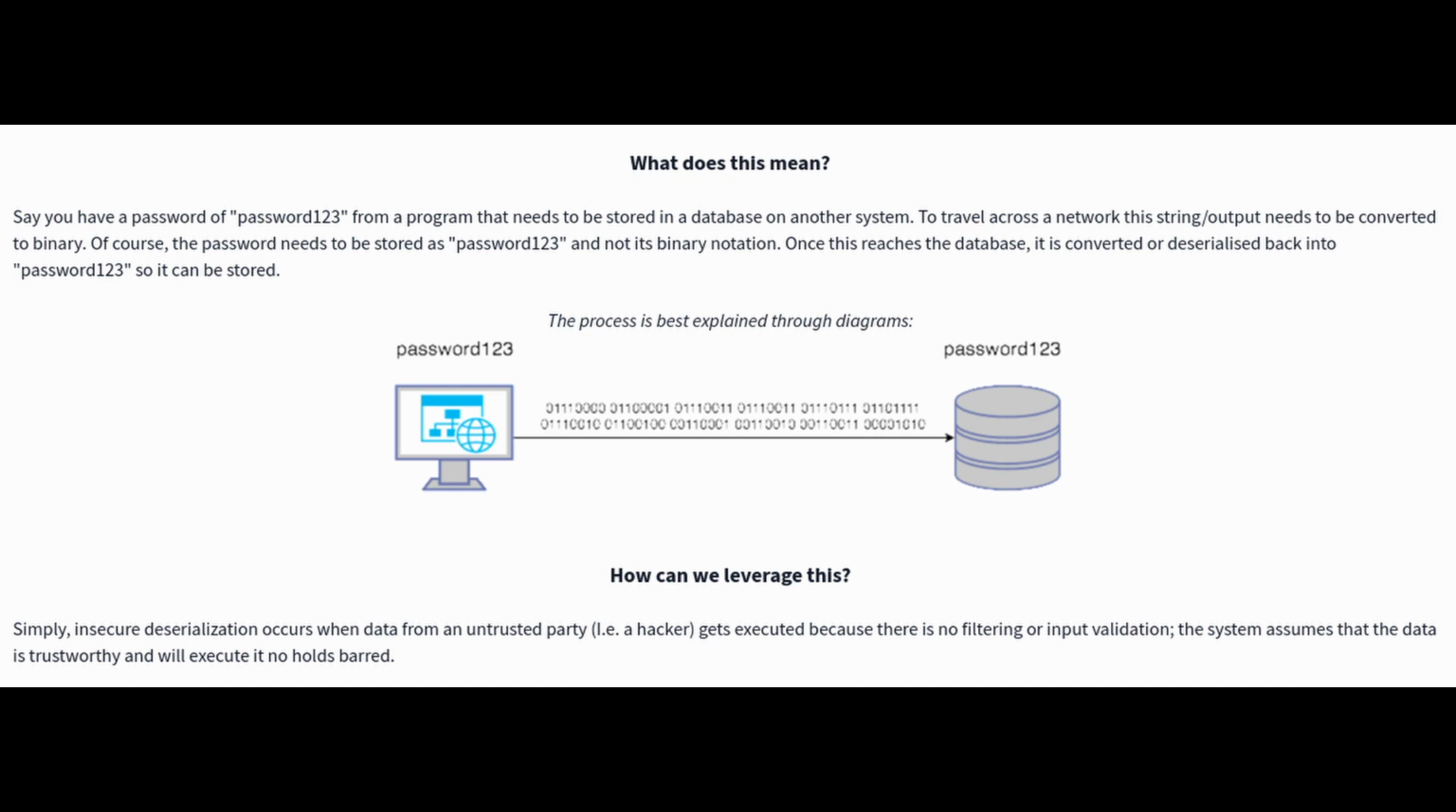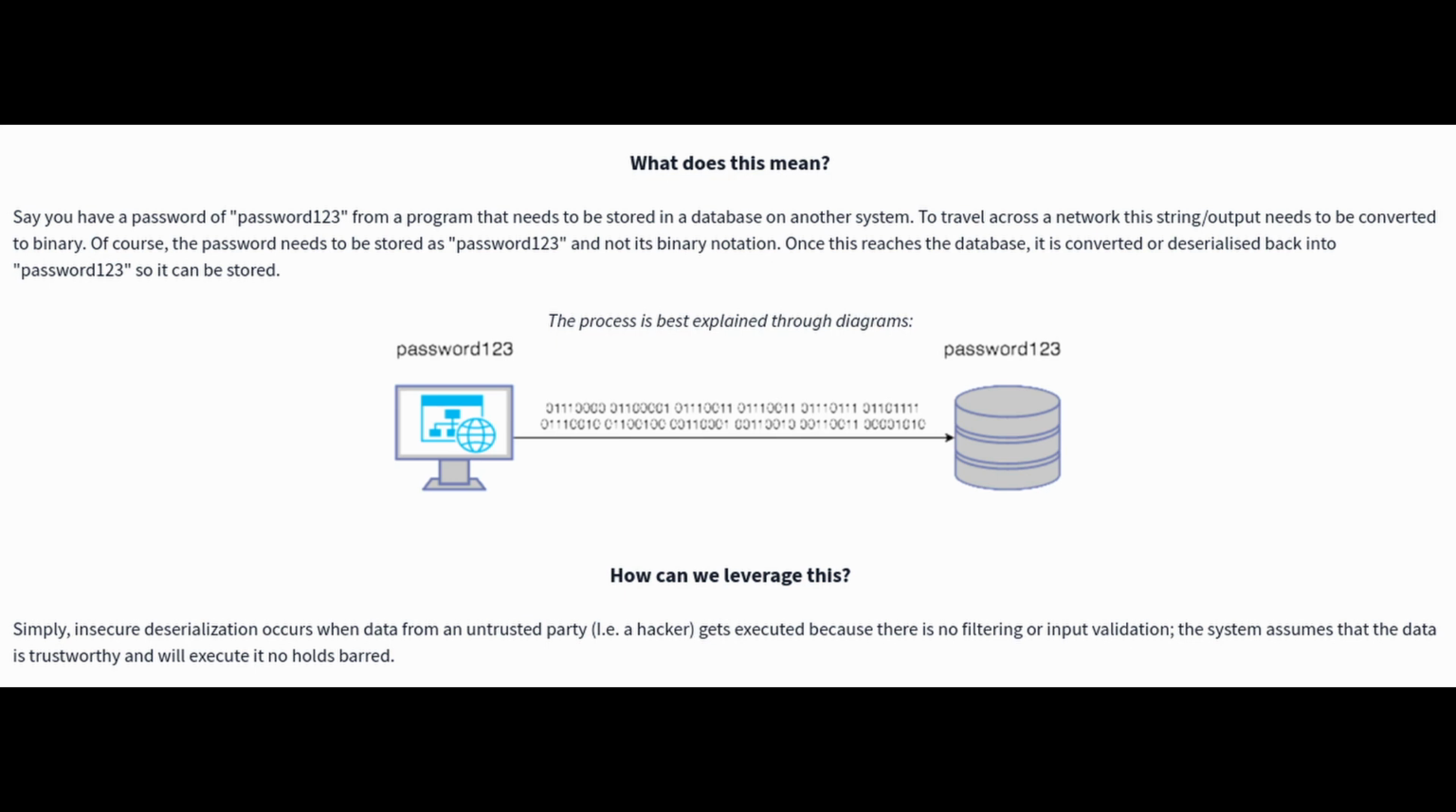First, when you send the data, it's getting serialized. When it reaches the server, it is converted back. For example, the password 123 is deserialized. So first serialized, then deserialized. So this is how the OSI model also works. And there are 7 layers, but I'm not getting into it again. So how can we leverage this?